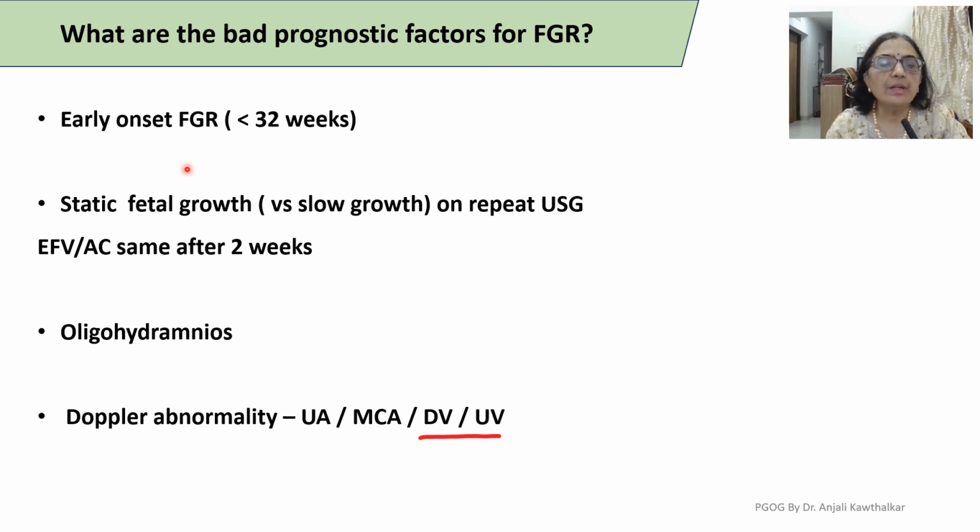Now, what are the bad prognostic factors for FGR? Early onset FGR, and static fetal growth on repeat ultrasonography, that is, estimated fetal weight or abdominal circumference remaining the same after 2 weeks. That is the definition of static fetal growth. Presence of associated oligohydramnios and Doppler abnormality, most important. Umbilical artery Doppler, middle cerebral artery, ductus venosus, and umbilical vein. These last two are associated with very severe fetal hypoxia and bad perinatal outcome.